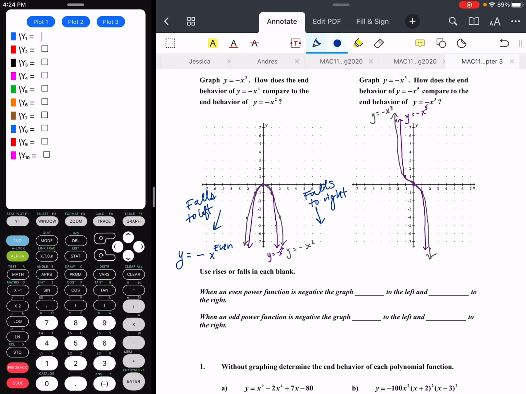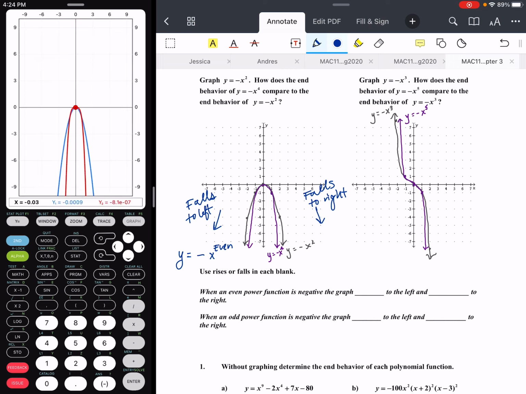So I'll clear this out. So y equals negative x raised to the power 3, and then y equals negative x raised to the power 5. Okay. So looking at these graphs, both of them have the pattern that they're y equals negative x to some odd power. Both of them, as x goes to the left, our function rises to the left. And as x goes to the right, we can see our function is falling.